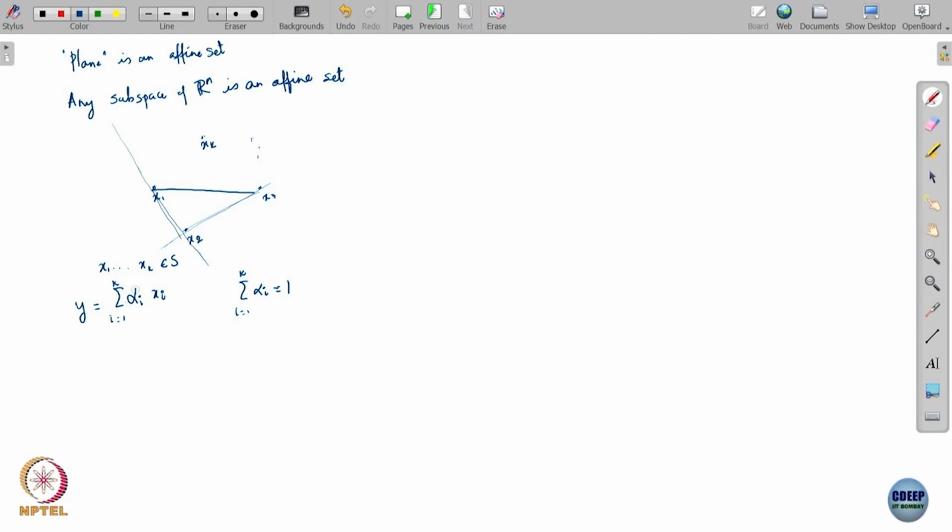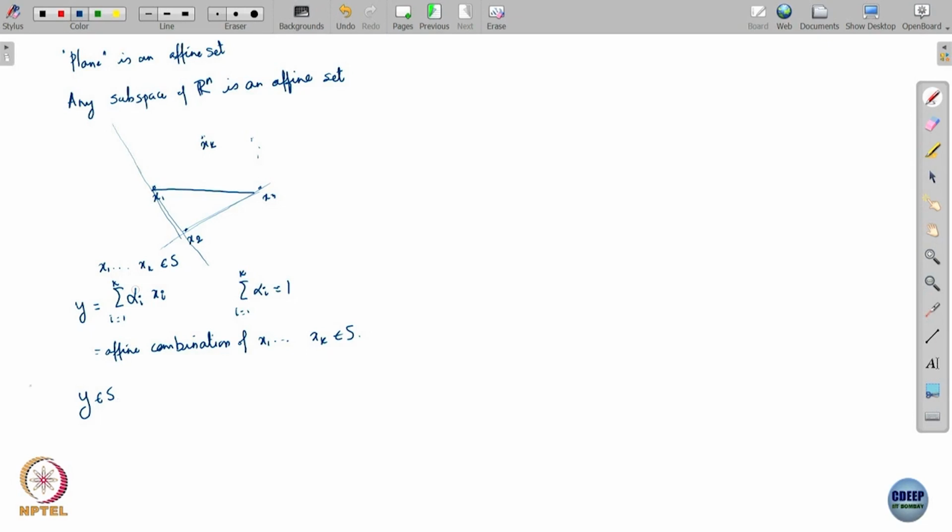The point I want to make is that if your set is affine, and you consider any k points in it, x1 till xk, and consider a point y defined by taking a linear combination which sums to 1, this is what is called an affine combination of the points x1 to xk which are in S. You take any affine combination of these points, and this affine combination also lies in S.